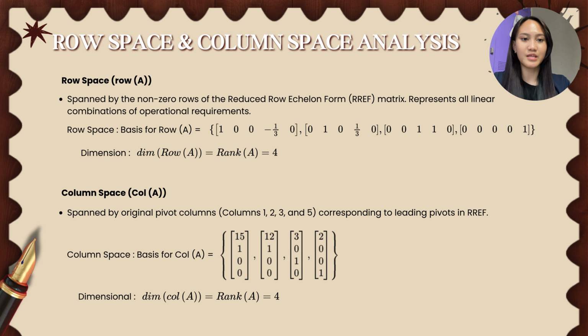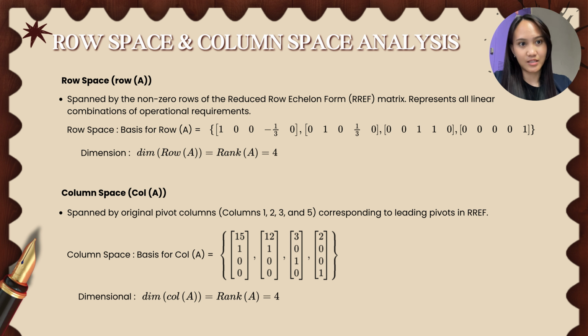Moving forward, let's dive into the core algebraic structure of our catering system, starting with the row space and column space analysis. First, let's look at the row space. The row space is spanned by the non-zero rows of our reduced row echelon form, or RREF, matrix. Mathematically, it represents all the linear combinations of our operational requirements.